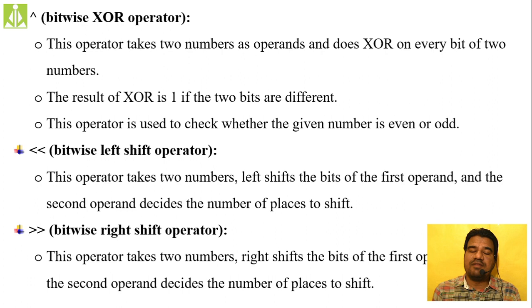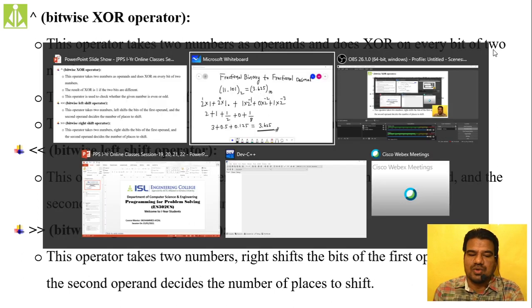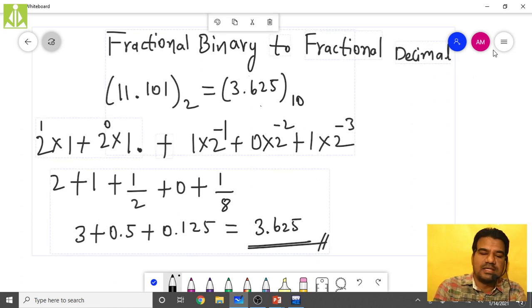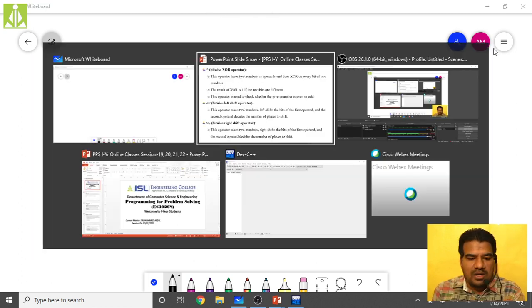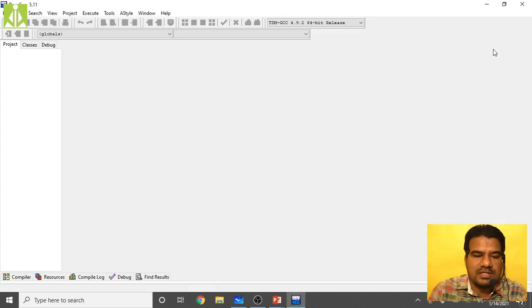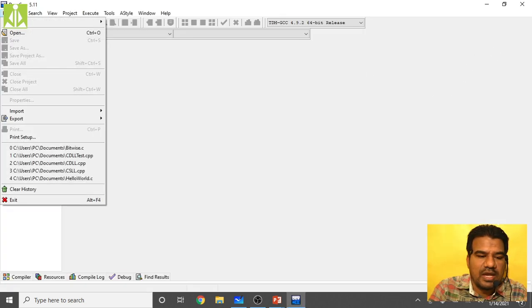With XOR, whenever we have the two bits different, we get true. If we have both bits the same, we get false. When we have the same bits, we get false; when we have different bits, we get true. To represent that, I will take a simple example. First we'll go to the code and see how we can do that same operator.